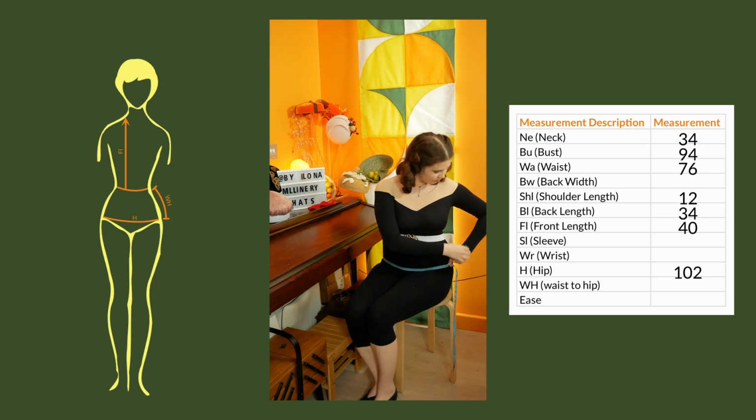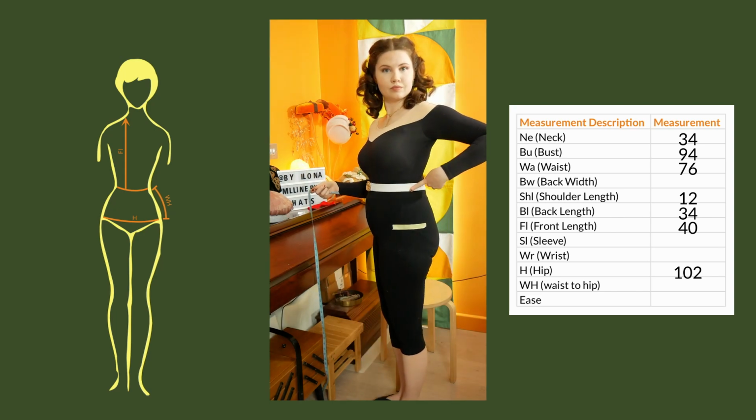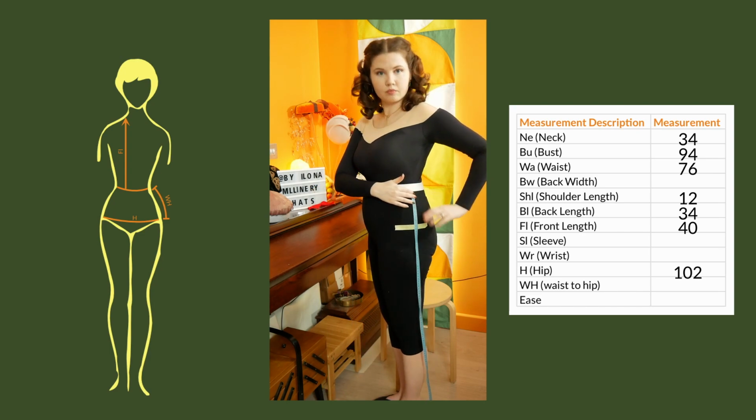Before you take the tape measure away, put a piece of masking tape along your hip line at the side. Now measure from your waist to this piece of masking tape. This is your waist to hip measurement.